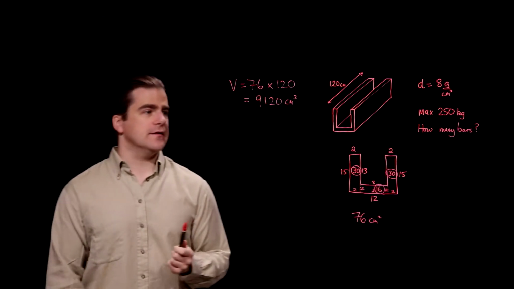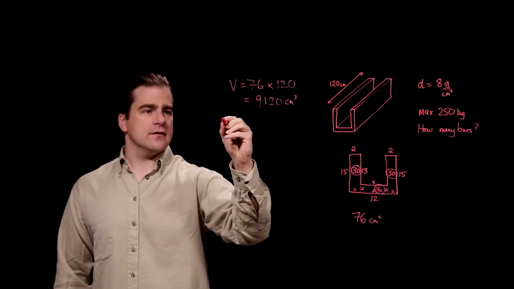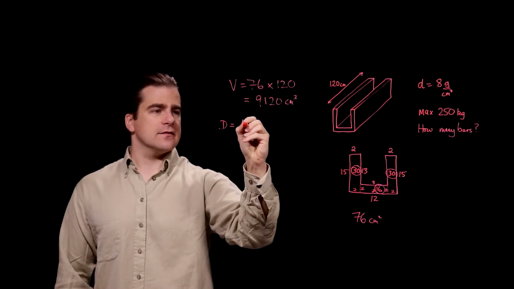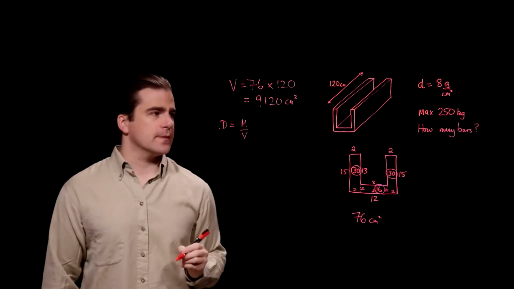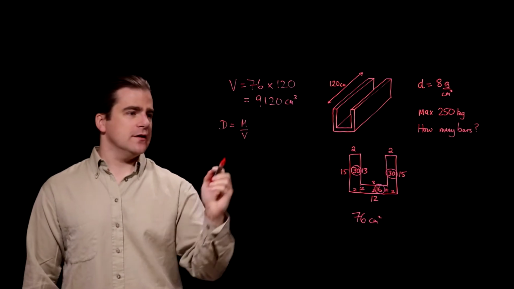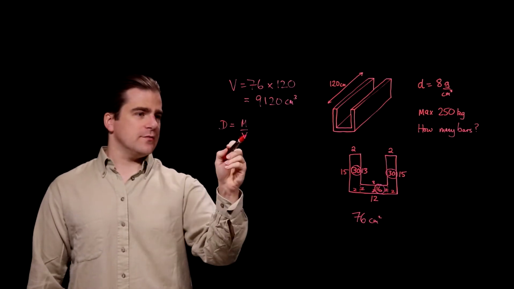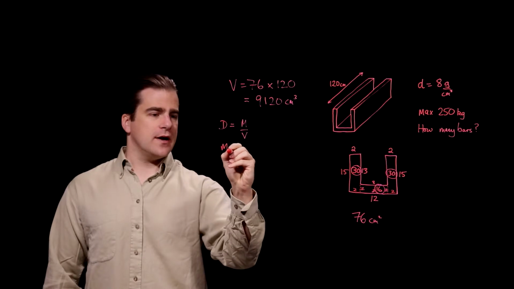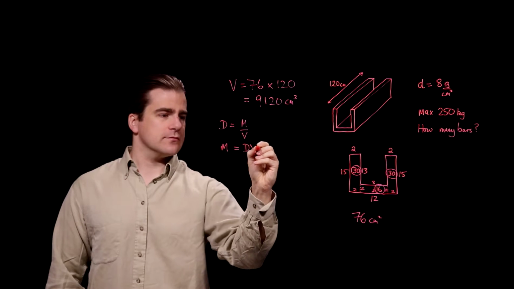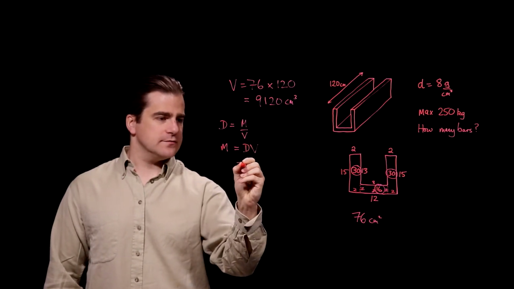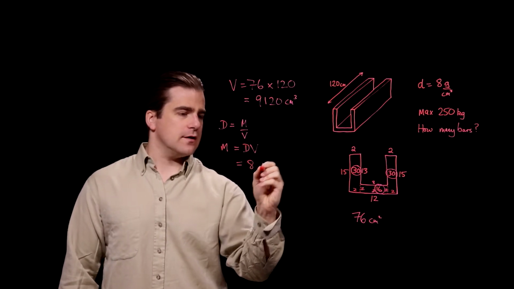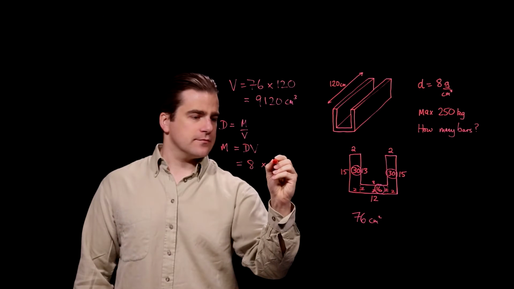We're told the density, so we can work out the mass using density is mass over volume. So we want the mass, so we have to make m the subject of this equation. So bring the v onto the other side, so bring it up here, and we get mass is density times volume, which is, density is 8 and volume is 9120.